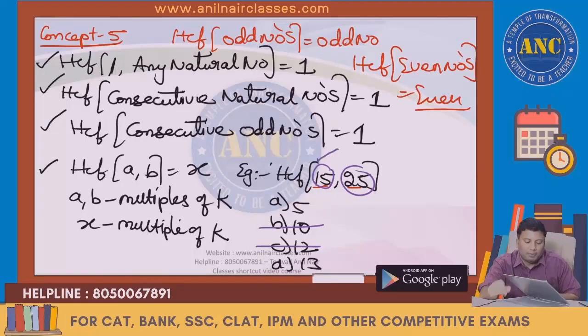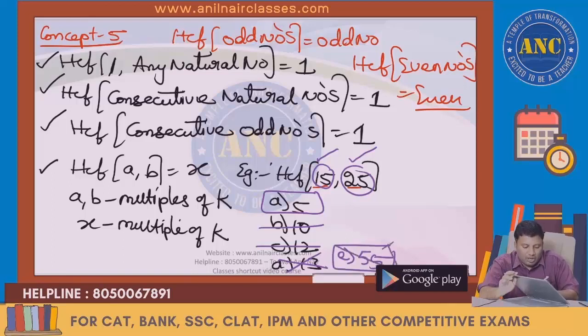15 is a multiple of 5. 25 is a multiple of 5. Answer should be a multiple of 5. A factor cannot exceed the original number.